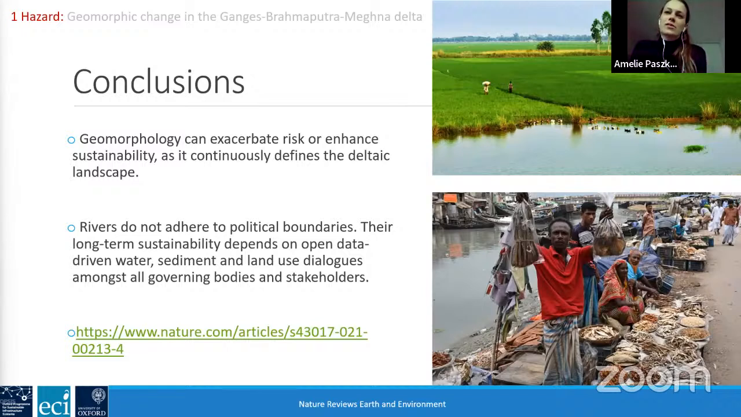And also that these processes are extremely sensitive to human interventions. So we need more open and data-driven water and sediment dialogues amongst all the governing bodies if we want to achieve more sustainable deltaic management.